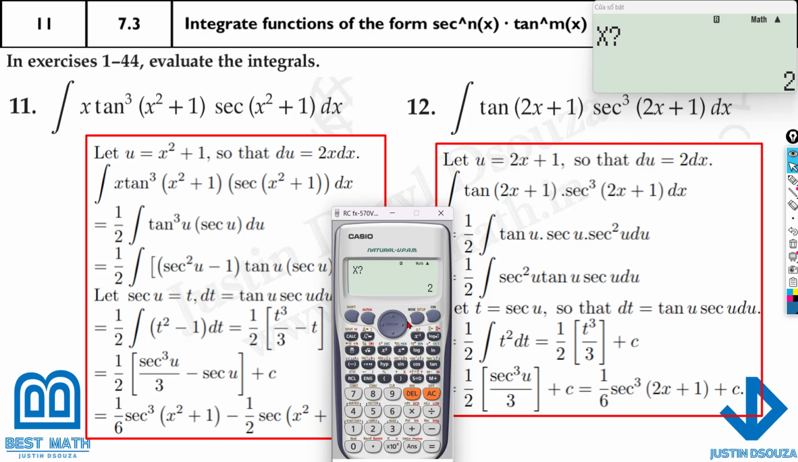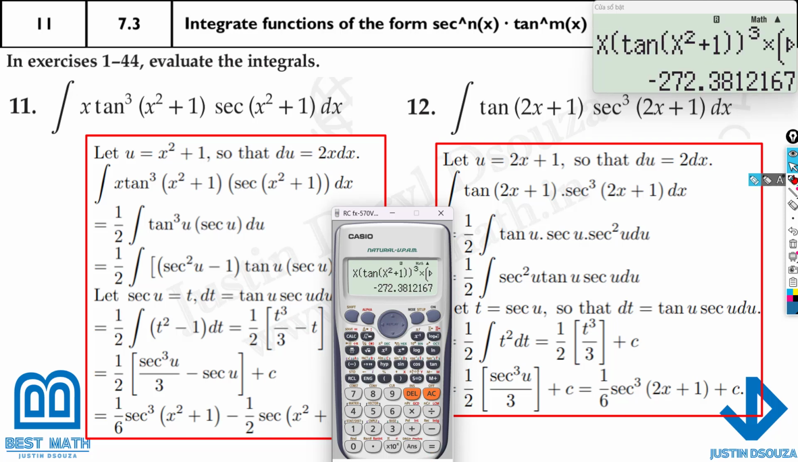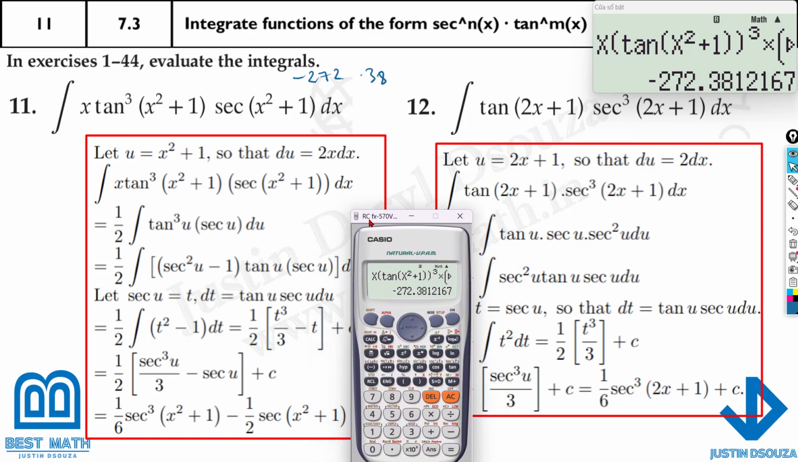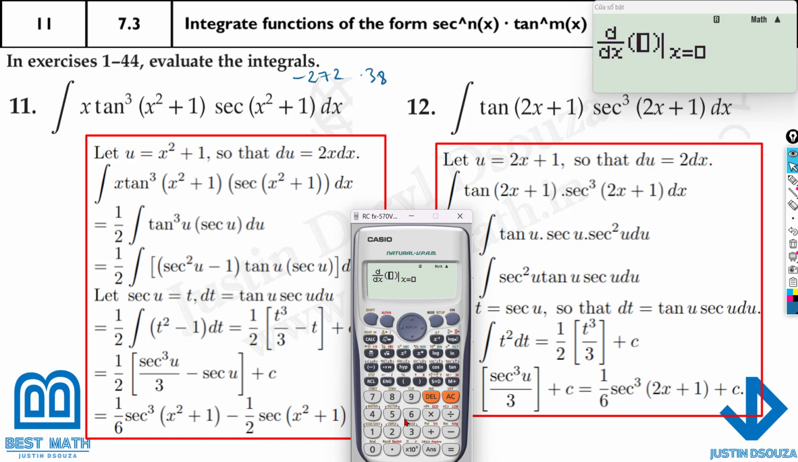Let's calculate it at 2. What is the answer? It's minus 272.38. So now I need to put this entire answer and I must get the correct answer. It's a plus c. So over here, I'm not going to put plus c, only so much. Shift d by dx. It's 1/6. So 1 divided by 6.